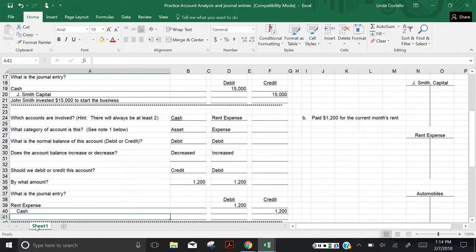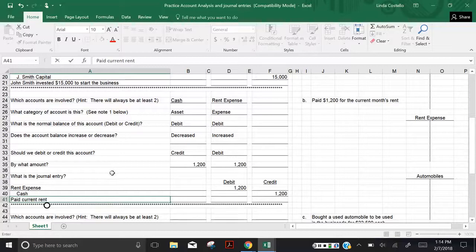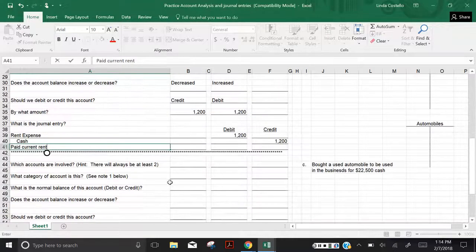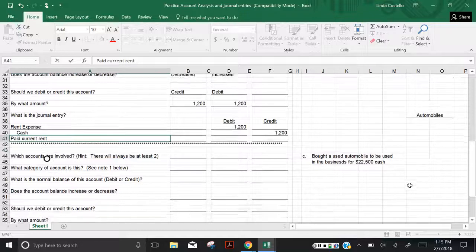And then a quick word about what the transaction is. So we paid current month rent. And if I knew that this was January, I would say I paid January rent. So we've written a journal entry to record this business transaction. Paid $1,200 for current month's rent. We debited rent expense for $1,200 and we credited cash for $1,200. Let's do the last one.